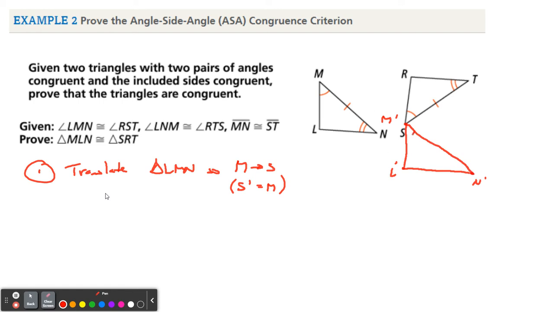And again, M prime is still congruent to S. N prime is still congruent to T. And M prime N prime, that side is still congruent to ST. Okay, number 2. Now we're going to rotate. We're going to rotate triangle L prime M prime N prime. And when we rotate it, we want N prime to map onto T, right?